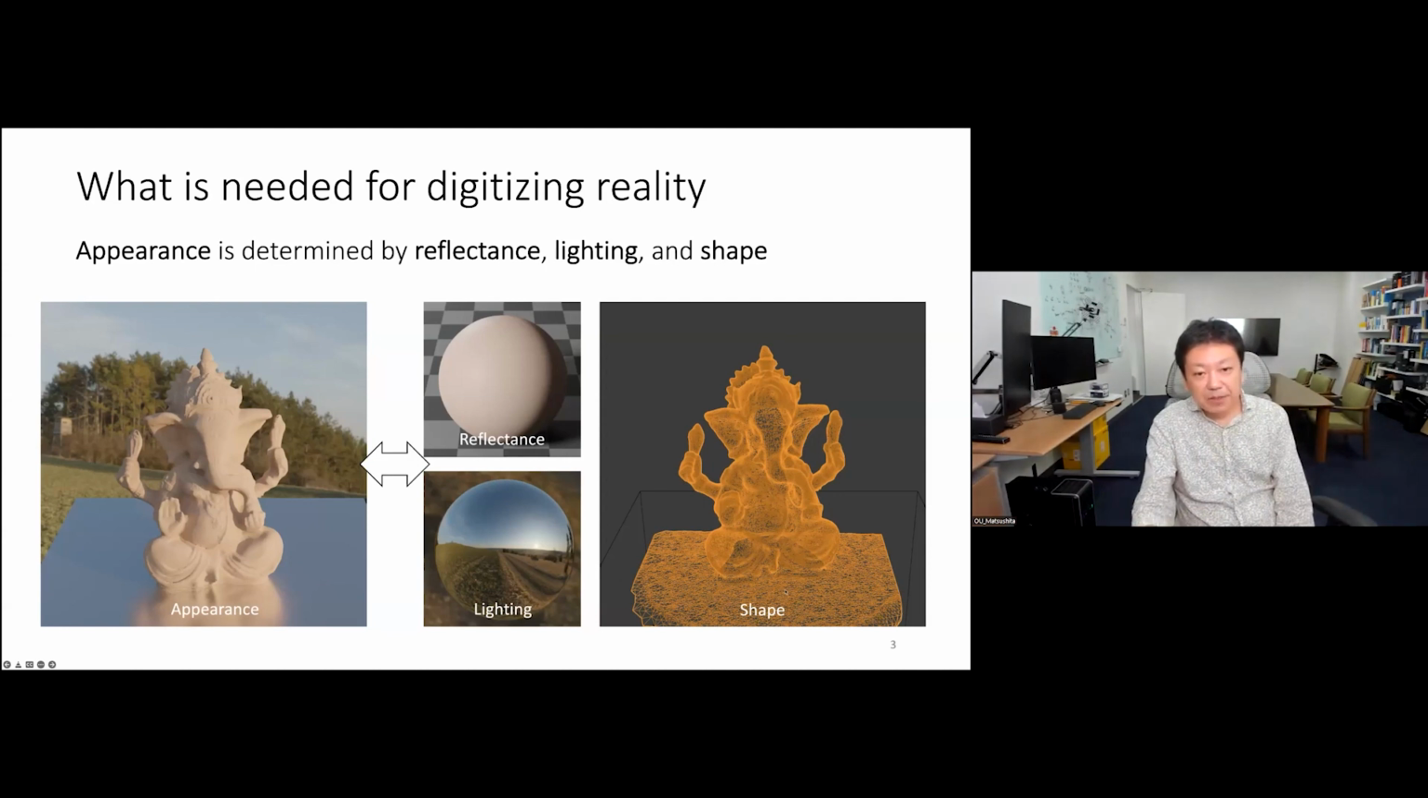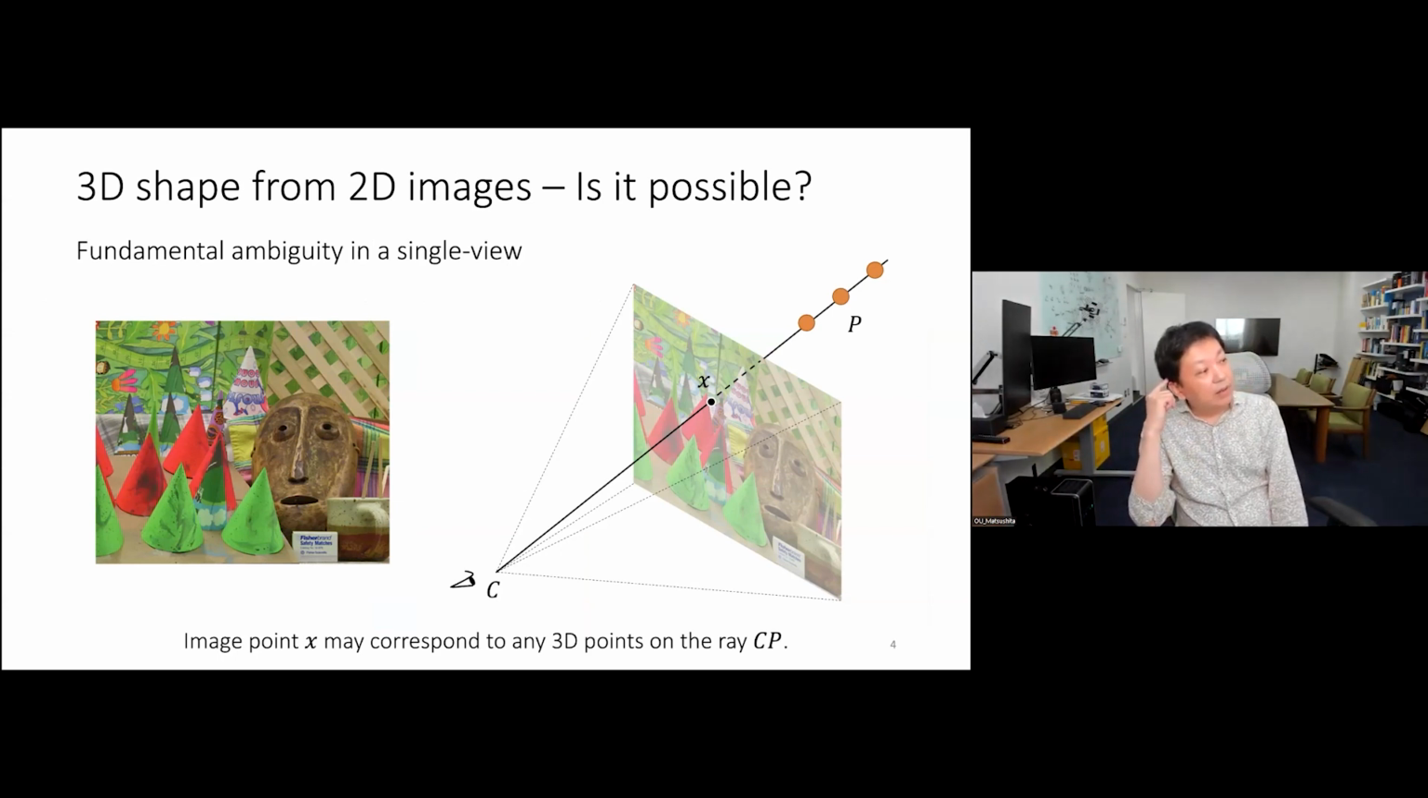Therefore, for the purpose of digitizing real-world objects, digitally measuring these three factors is important. In this lecture, let us focus on measurement of the 3D shape of a real-world object. Let us begin with considering whether it is possible to estimate 3D shape from a single 2D image.